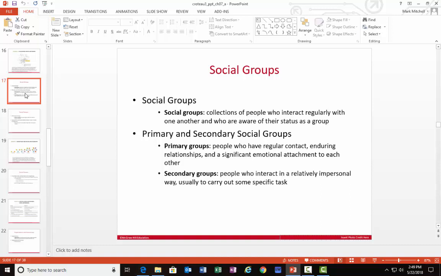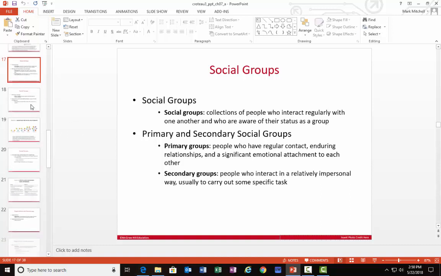They really use different words if they don't have that interaction. So it could be a crowd, it could be a category, it could be a number of things, but what those other words have in common is no interaction.